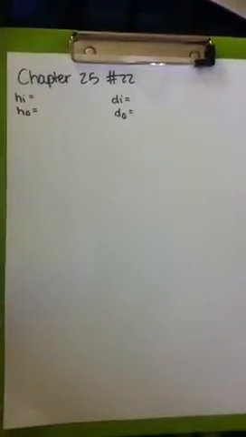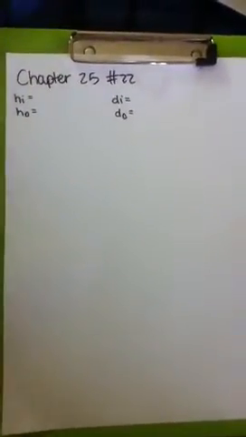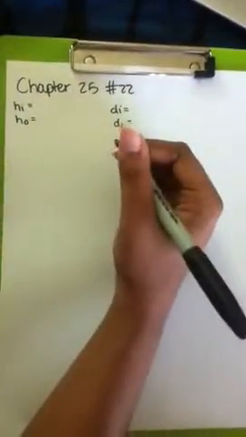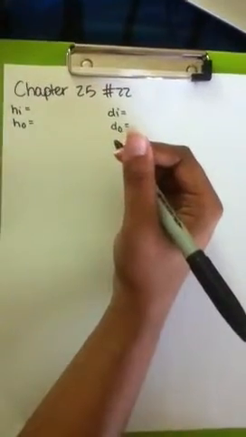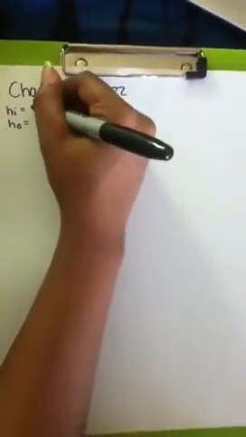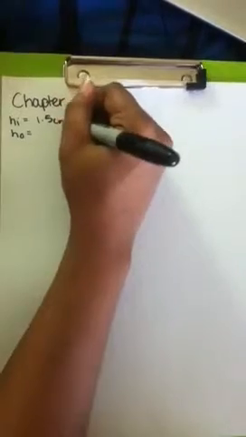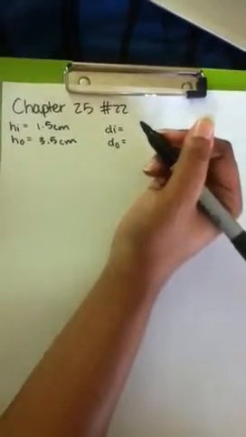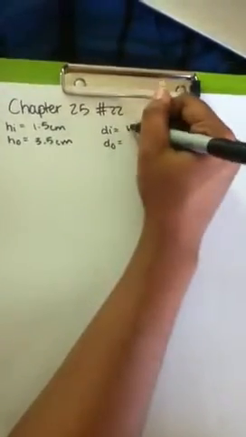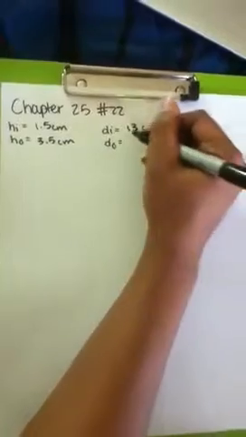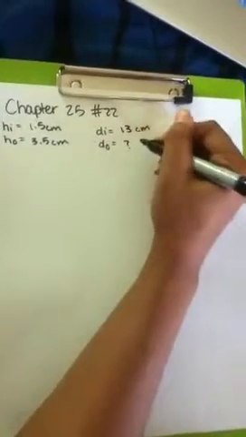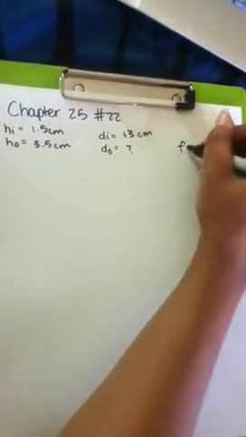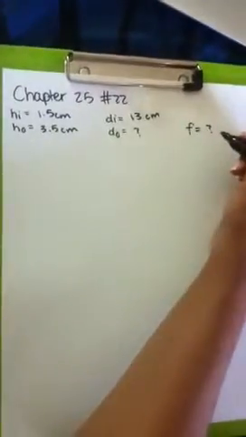So I'm going to first start off by plugging in the values where they are relevant. The height of the image is 1.5 centimeters. The height of the object is 3.5 centimeters. And the distance of the image is 13 centimeters. We don't know the distance of the object, and we ultimately want to find the focal length.